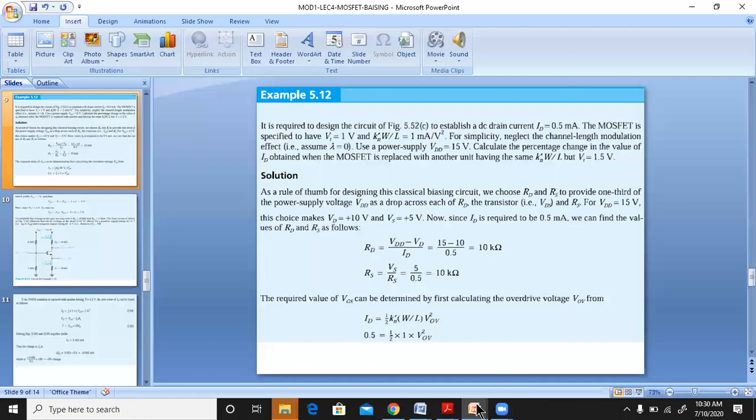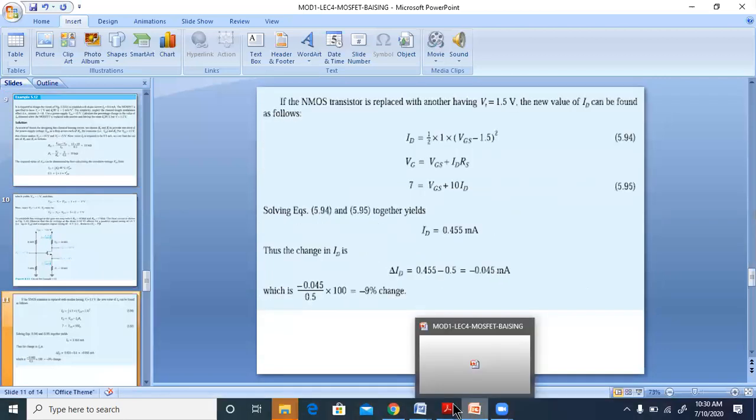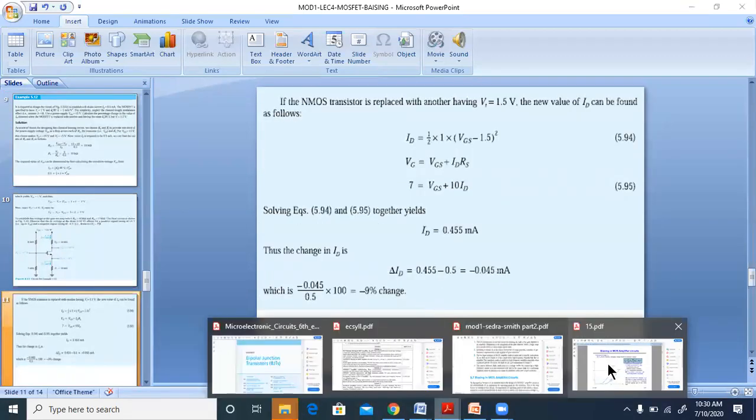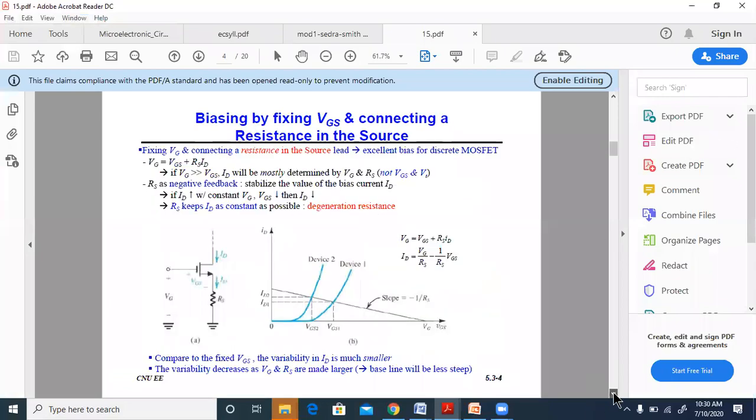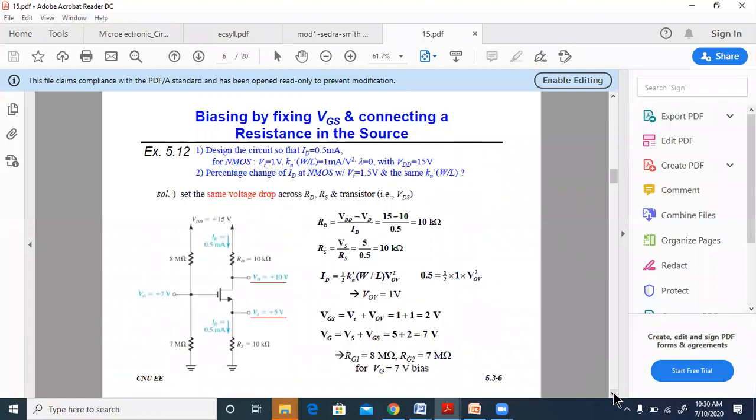A different view of dealing with that can be considered from here also, where the same thing is solved. So let us see how he has tried to solve. Again, he has put the same thing. I'm not happy with this equation here, right? RD is equal to, you can just write, 1/3 VDD by ID. RS is equal to 1/3 VDD by ID, and that will give both equal to 10 kilo ohms.